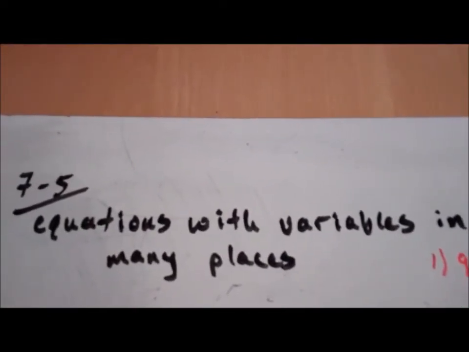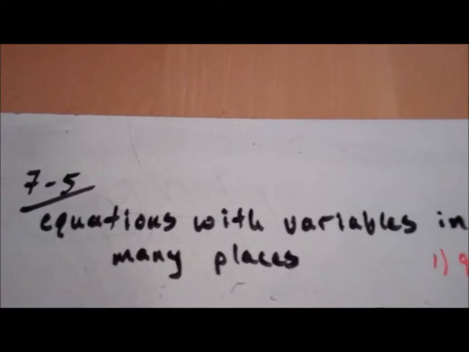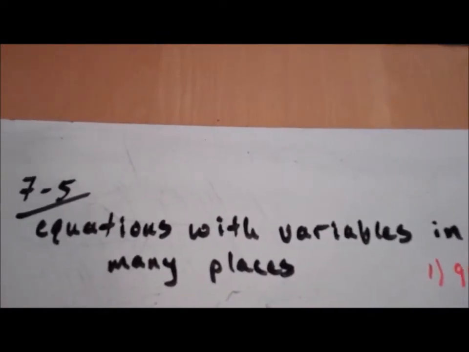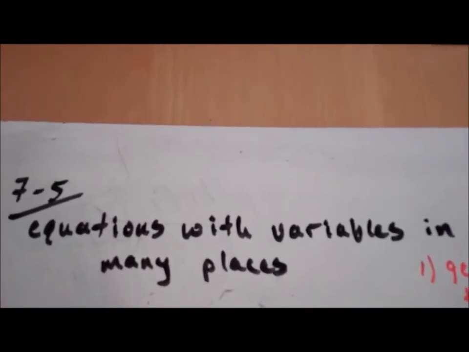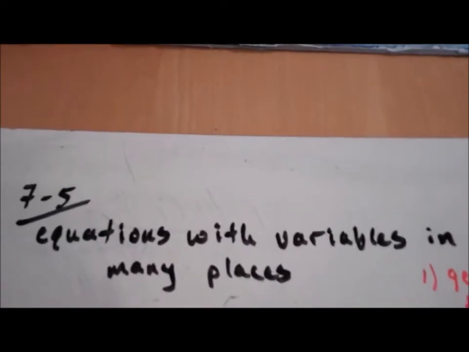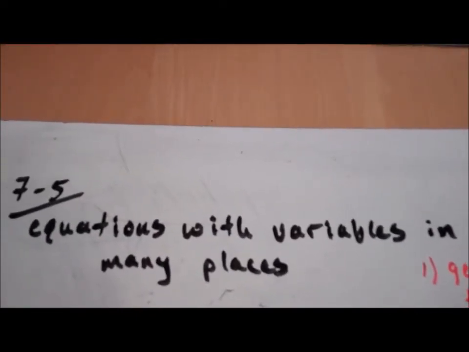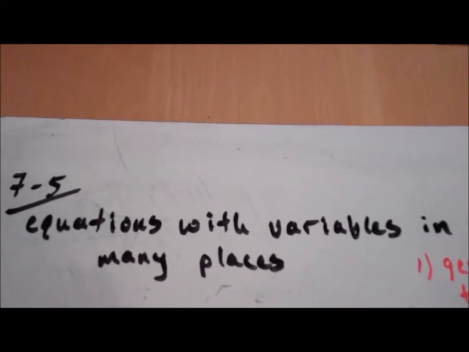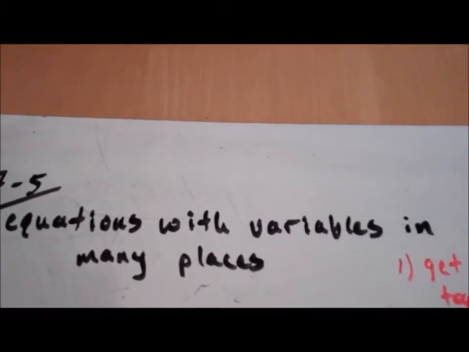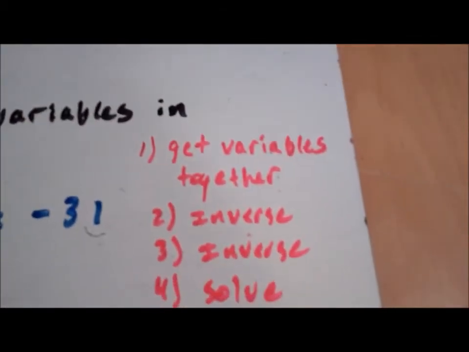We're in 7-5, solving equations with variables in many places. Our variable is going to be in multiple places within our equation, and we have to get them together as our first step.